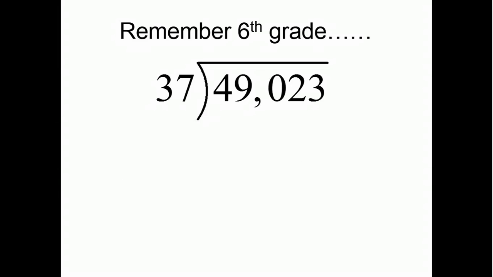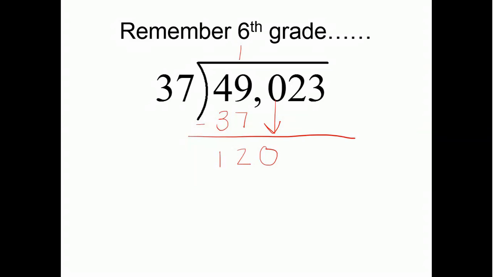So remember 6th grade, we would divide this. And remember, basically the question we always asked ourselves was, 37 goes into 49 how many times? Well, you found it was one time. So then you did 1 times 37, and then you subtracted it, right? And you got 12 down there, because 49 minus 37 is 12. Then you took the 0 and dropped it down, because 37 didn't go into 12, right?